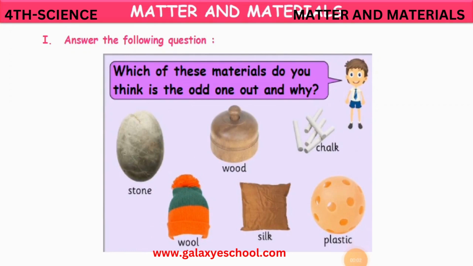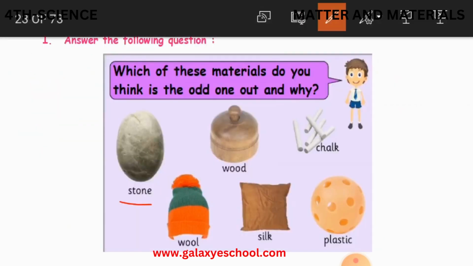Here children, you have some pictures which are made of different materials. Which of these materials do you think is the odd one out and why? You have so many materials like stone, wood, chalk, wool, silk and plastic. From these, what is the odd one? The odd one is plastic. Why? Because this is man-made.